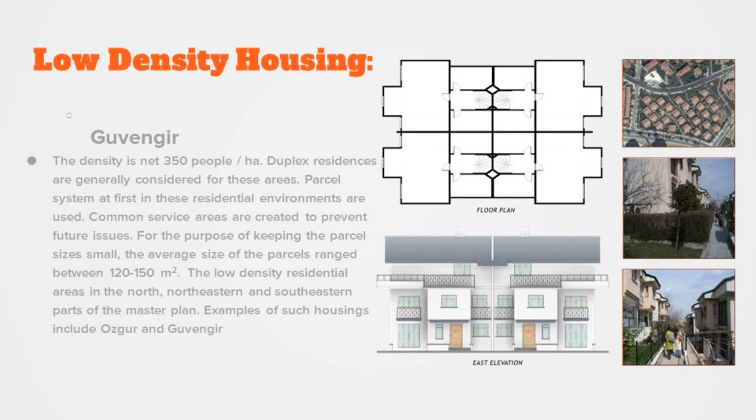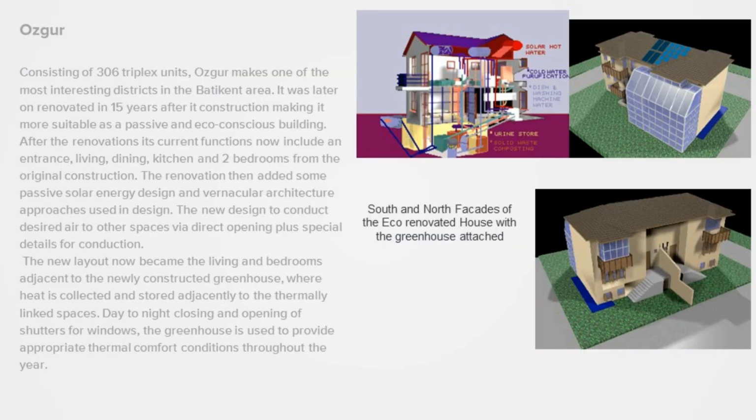The other one I want to discuss is Ozgur, which was also designed by our Professor Sami El-Yulis. It's a triplex unit with a net area of also 120 square meters. It was renovated 15 years ago and now includes a greenhouse and some other sustainable and passive design systems like the vernacular architectural approach, solar passive energy design, and greenhouse gardens, which help regulate the thermal conditions and also provide energy for the users.